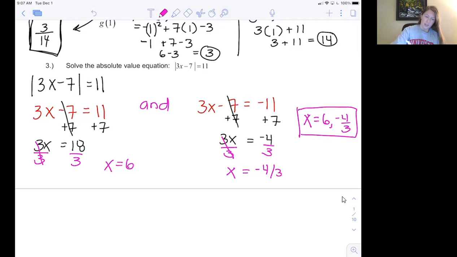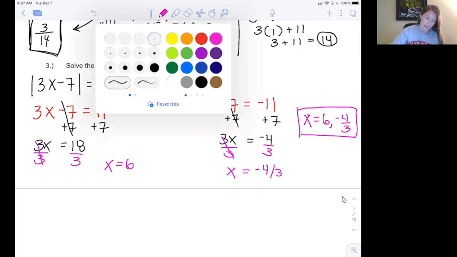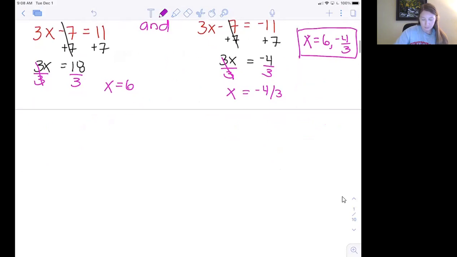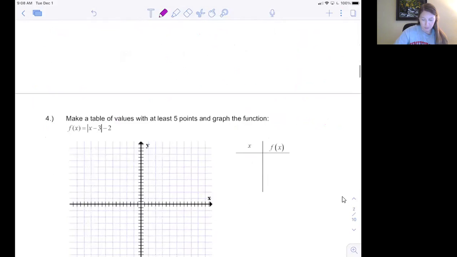Okay, so this is something that, in your notes, I don't know if you want to write it more neatly, but something that helps you remember that when you have the absolute value, you need to set it to a positive and then to a negative, and that's what you're doing when you're dealing with absolute values. Okay.